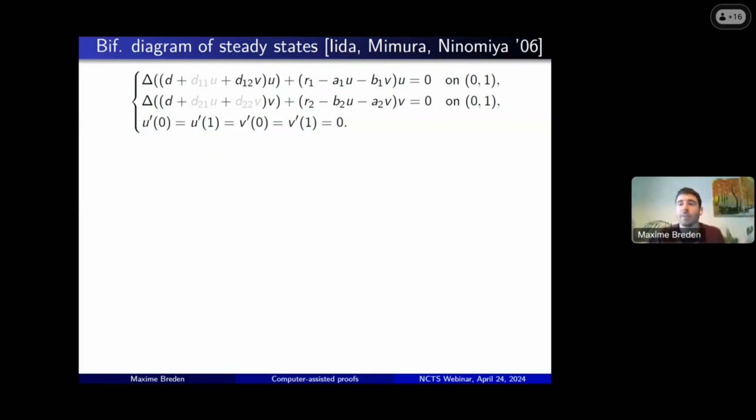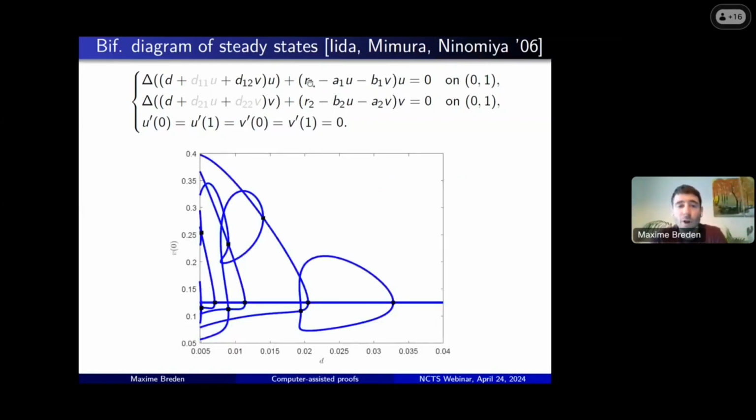To make things as simple as I can somehow. And still, if you fix all the reaction parameters to some value which are not so meaningful, and change the linear diffusion coefficient only, then you get this kind of bifurcation diagram for the steady states. So here on the x-axis is the parameter d, and each blue point on this diagram corresponds to a steady state, in fact.